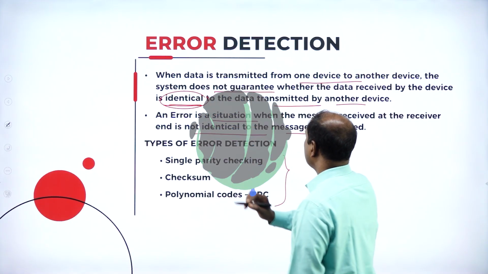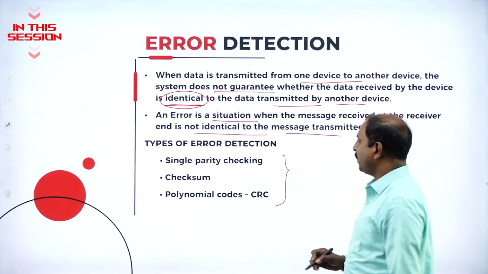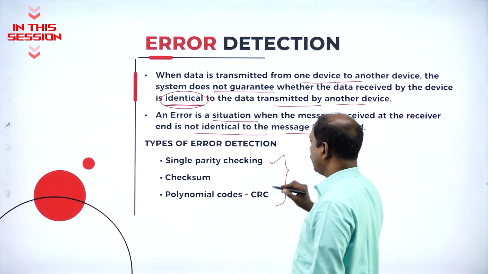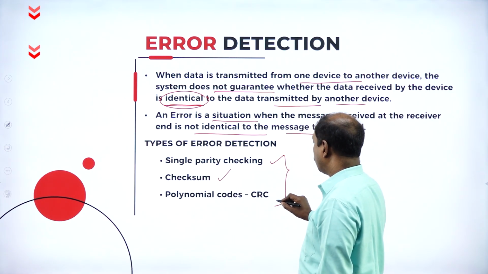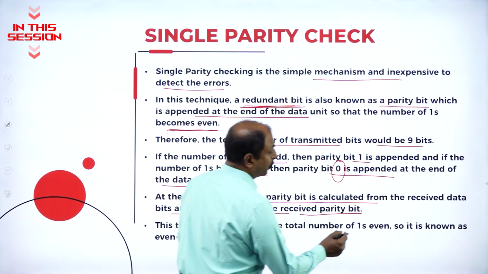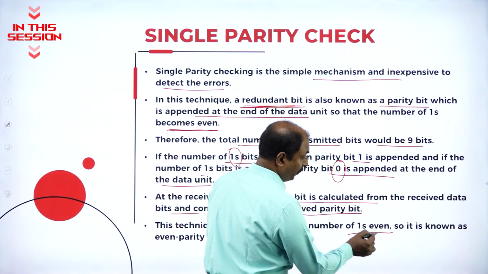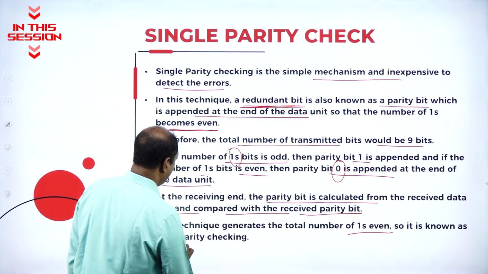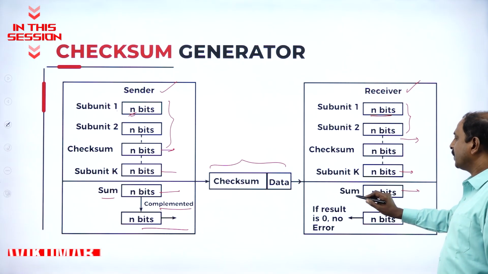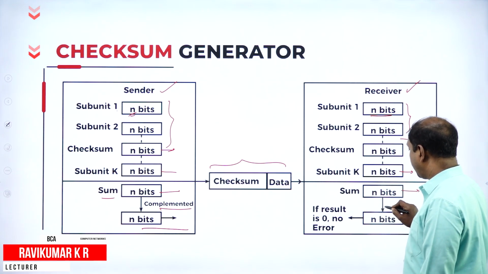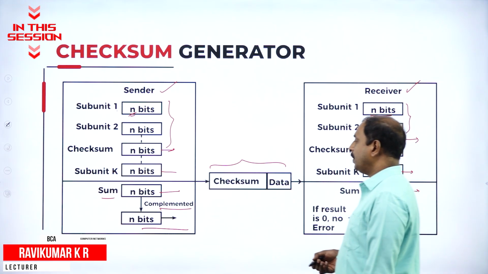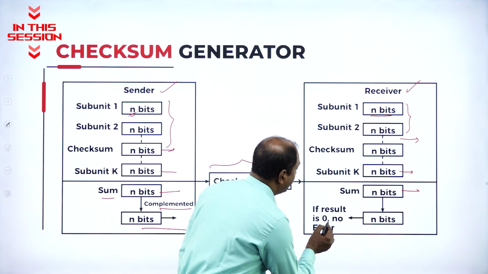There are different types of error detection. One is single parity checking, and the second one is checksum. The next one is polynomial codes or CRC. This technique makes the total number of ones even, so it is known as even parity checking. Whatever checksum sum is generated has to be complemented, and once it is complemented, the result is 0.